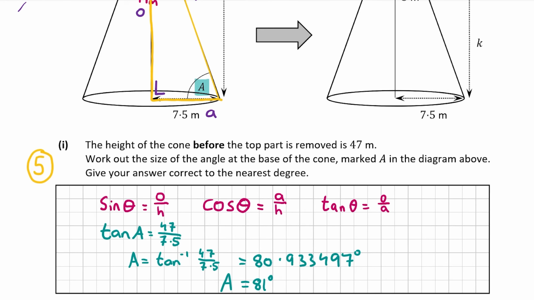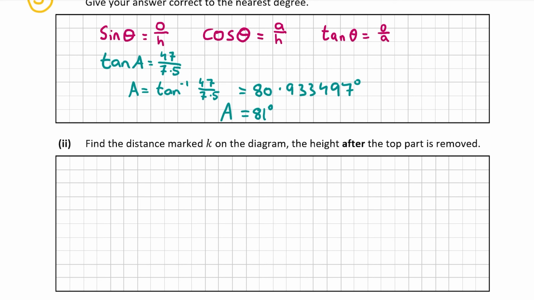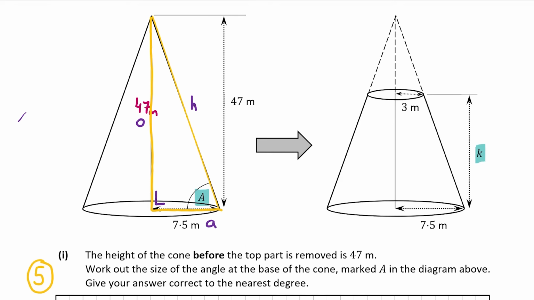Now let's have a look at B part 2, and here we're asked to find the distance K marked on the diagram, which is the height after the top part has been removed. So we have to find this distance here. So I'm going to explain now how to solve this using similar triangles. There might be other ways to solve it as well, but in my opinion, similar triangles is the most straightforward way to do it. But feel free to try your own method and you should get the same answer if it's the correct method.